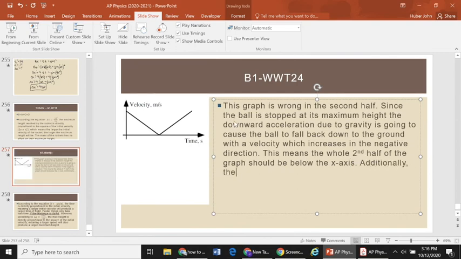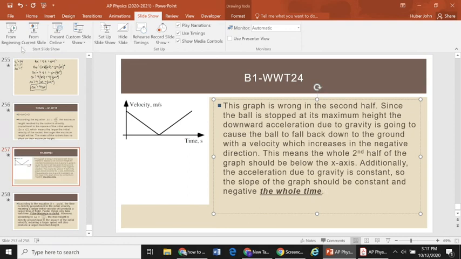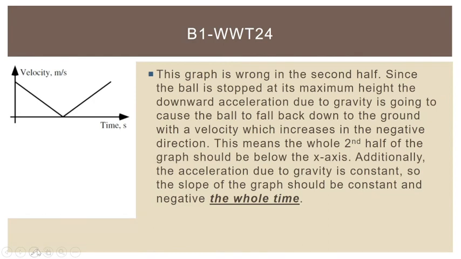Additionally, the acceleration due to gravity is constant, so the slope of the graph should be constant and negative the whole time. And so to fix this, we can get rid of this part, because that's wrong, and show this line continuing with the same constant and negative slope.